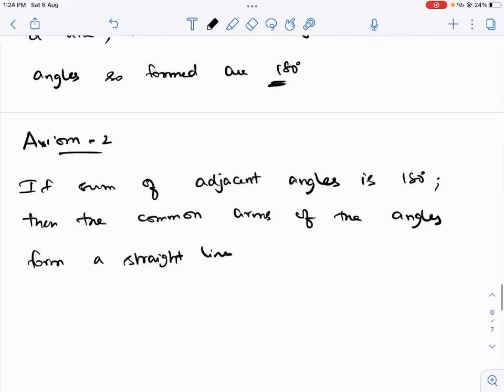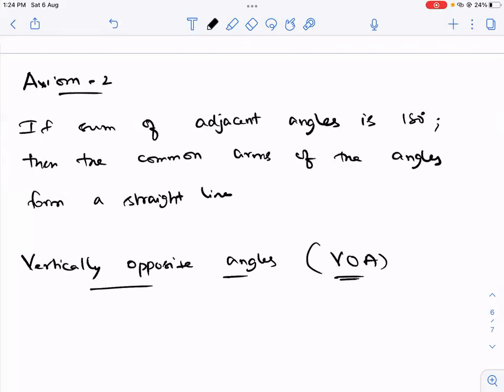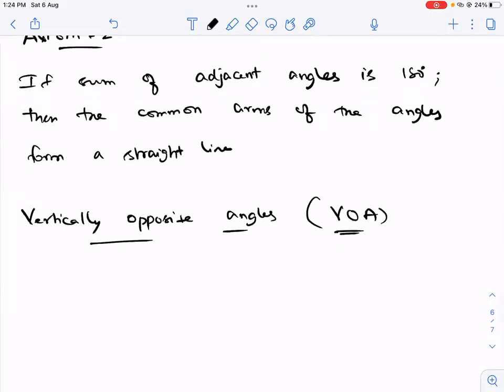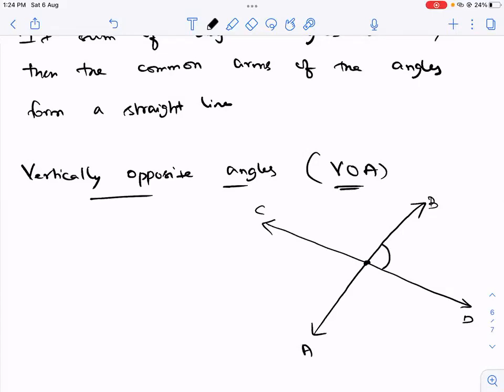Right. Then you have something called vertically opposite angles. VOA is the short form that I gave. So what are the vertically opposite angles? How are they represented? When two lines are intersecting each other, they have a common point. So there are four angles that are formed.